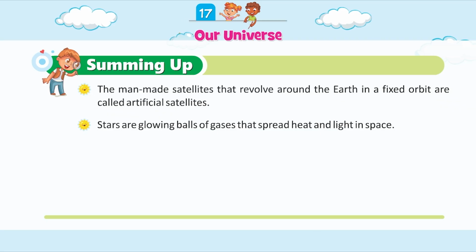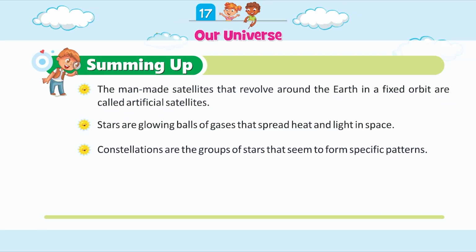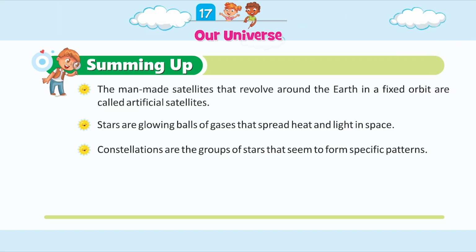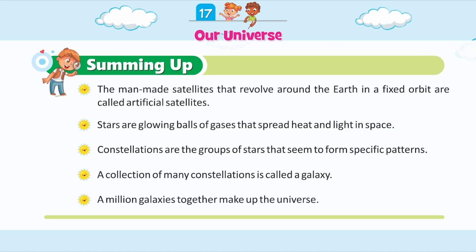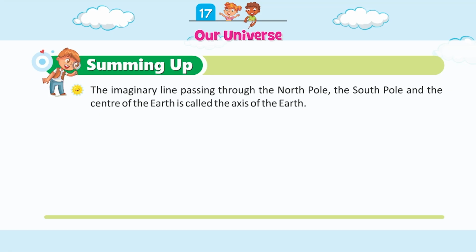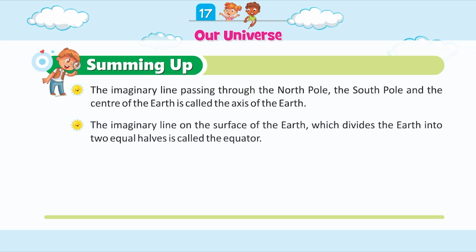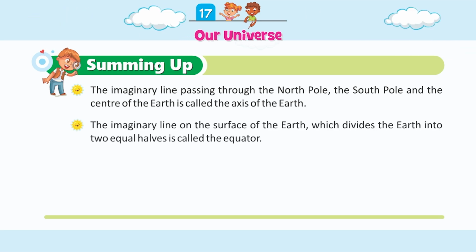Stars are glowing balls of gases that spread heat and light in space. Constellations are the groups of stars that seem to form specific patterns. A collection of many constellations is called a galaxy. A million galaxies together make up the universe. The imaginary line passing through the North Pole, the South Pole, and the center of the Earth is called the axis of the Earth. The imaginary line on the surface of the Earth, which divides the Earth into two equal halves, is called the equator.